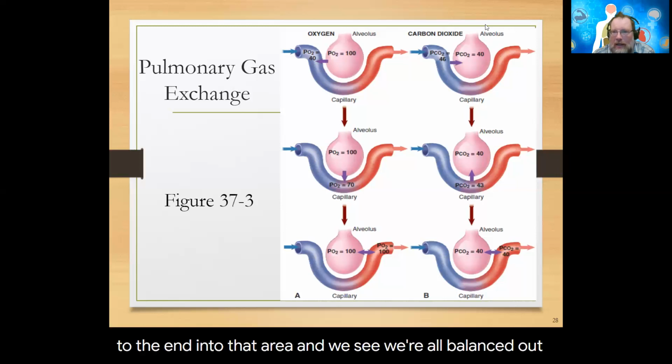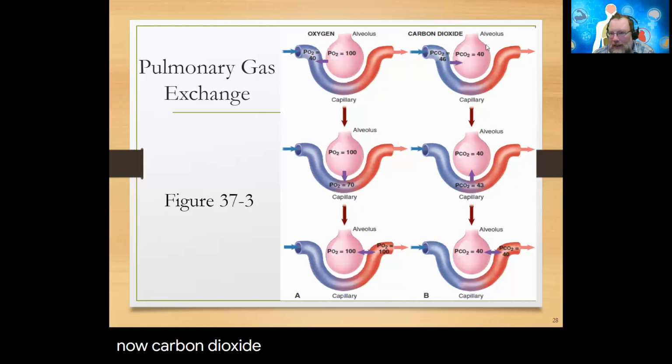Okay, now carbon dioxide, remember carbon dioxide in the air is very small. Carbon dioxide in the venous return from the heart out over to the lungs is going to be higher. So we're going to see that natural diffusion of carbon dioxide out of the bloodstream. And then we see once we reach equilibrium, carbon dioxide stops moving.